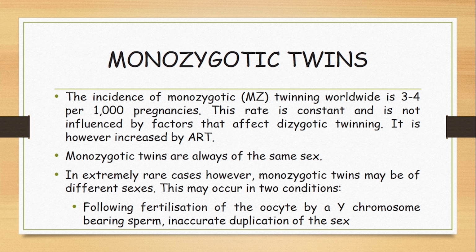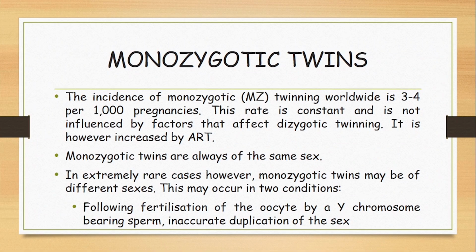What are the characteristics of monozygotic twins? The incidence of monozygotic twins remains constant all over the world. It's about 3 to 4 per 1,000 pregnancies. This rate is constant and is not influenced by factors that affect dizygotic twins, like maternal age, family history, previous twin gestation, or drugs like gonadotropins and clomiphene citrate. However, it can be increased by assisted reproductive technology.